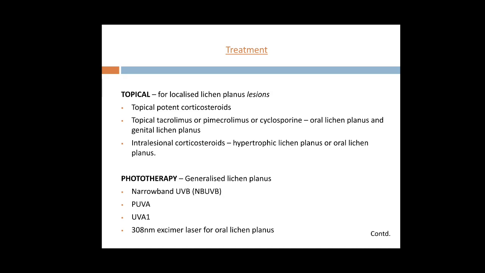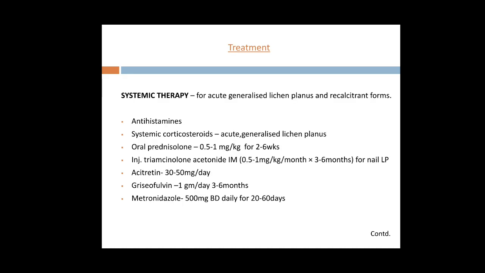Treatment: the most common treatment we do is topical potent corticosteroids. Calcineurin inhibitors can also be used. In the hypertrophic type of LP or oral LP, intralesional corticosteroid injection can be given to the affected hypertrophic lesion site, so that there will be faster resolution and the patient becomes symptom free. Phototherapy also can be used.